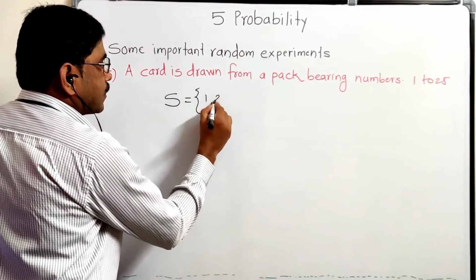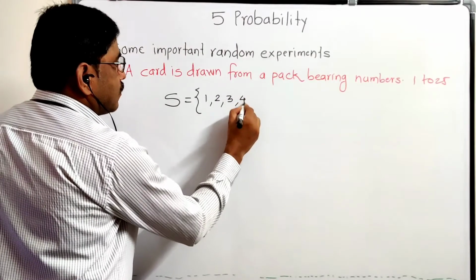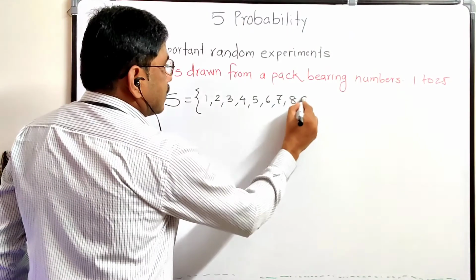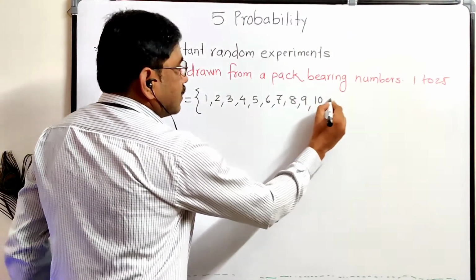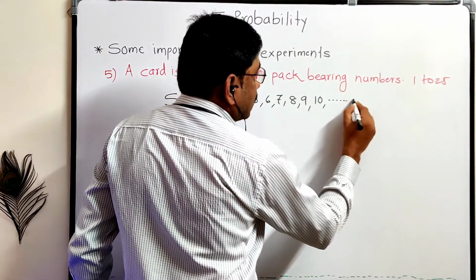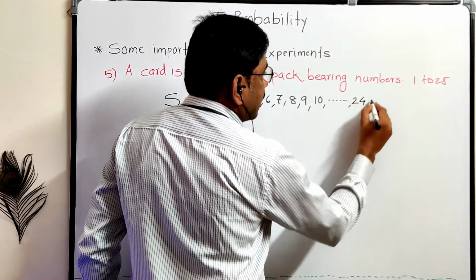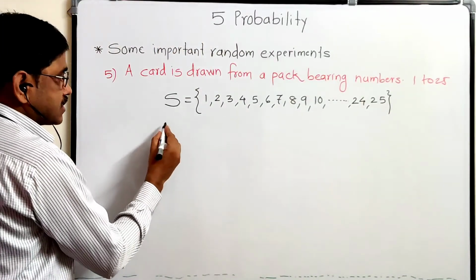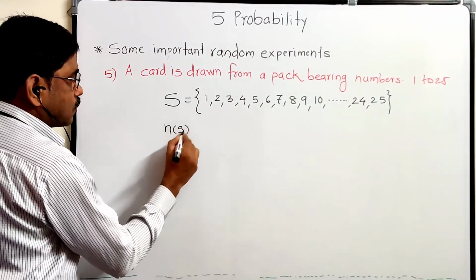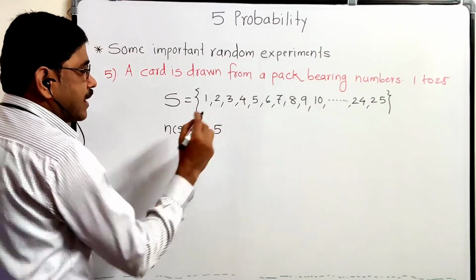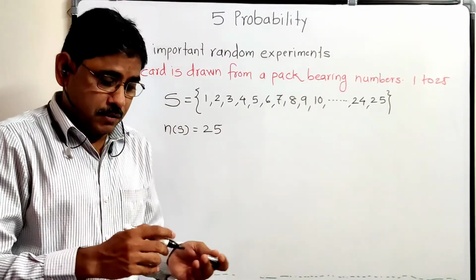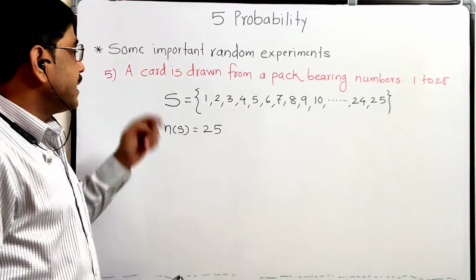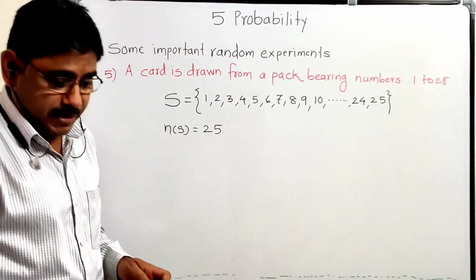So 1, 2, 3, 4, 5, 6, 7, 8, 9, 10. We can write directly up to 24 and 25, or you can write all the numbers. So n(S) is equal to how many numbers? 25. So n(S) is equal to 25. So in this way we can write the sample space for this random experiment.